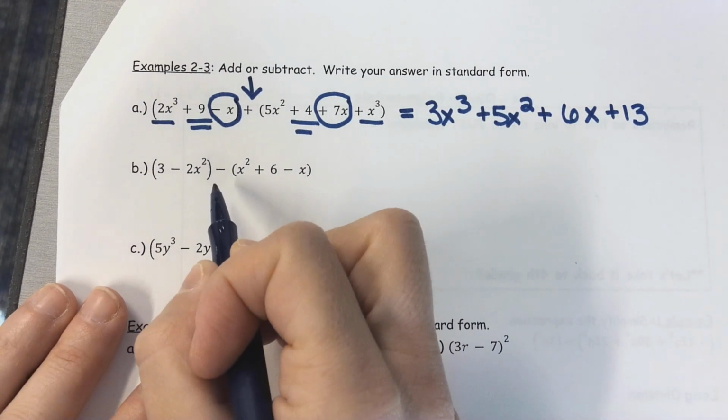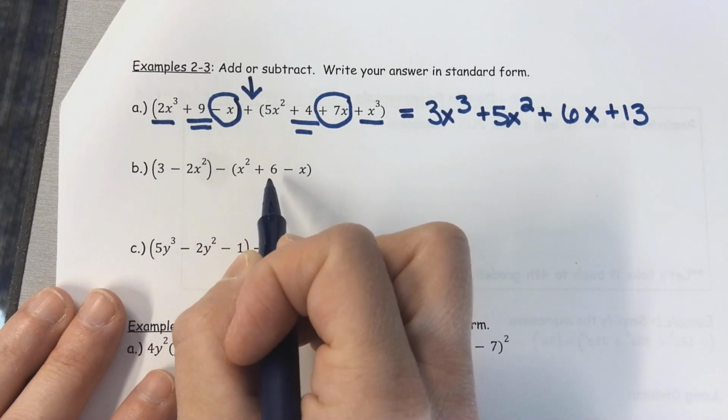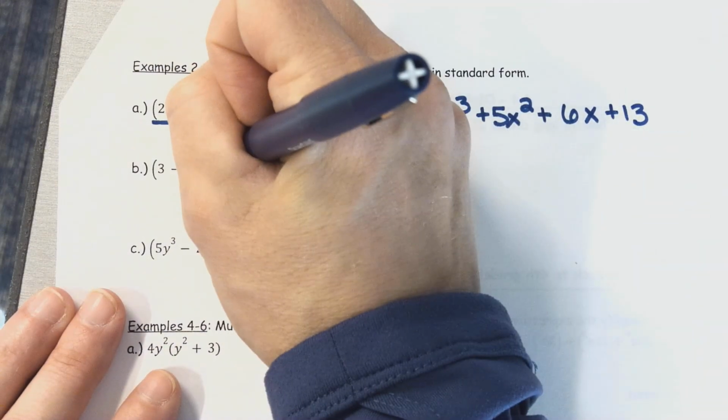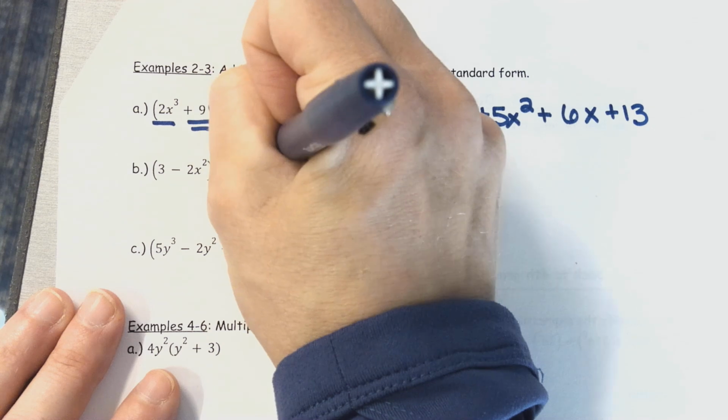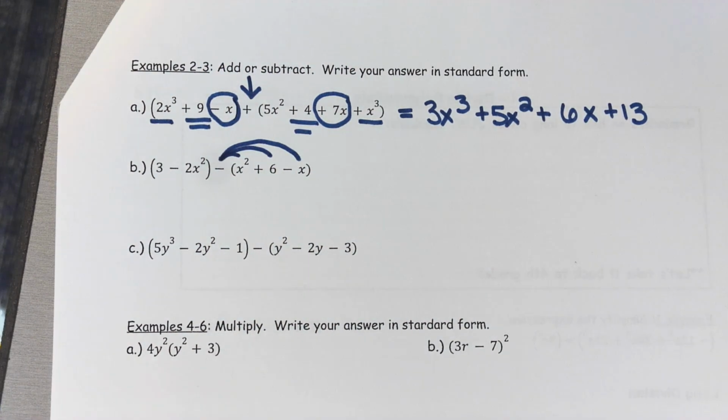All right, this one I actually do need the parentheses. Do you see how there's a minus in front of this one? So I'm subtracting this whole thing. So I'm going to distribute that minus through to everything. So it applies to all the things that are in that set of parentheses.